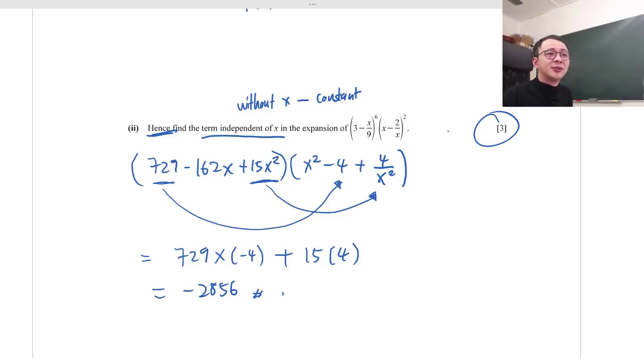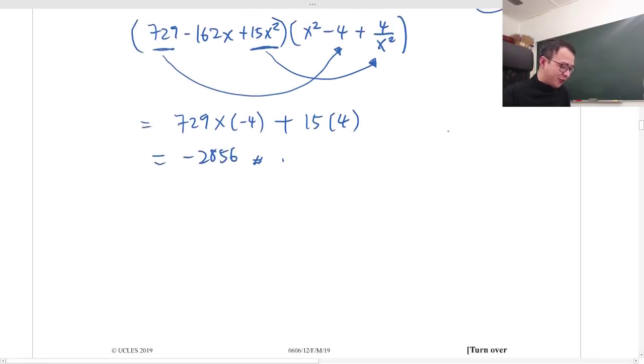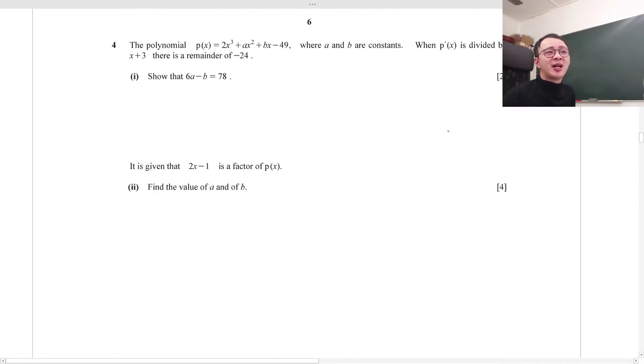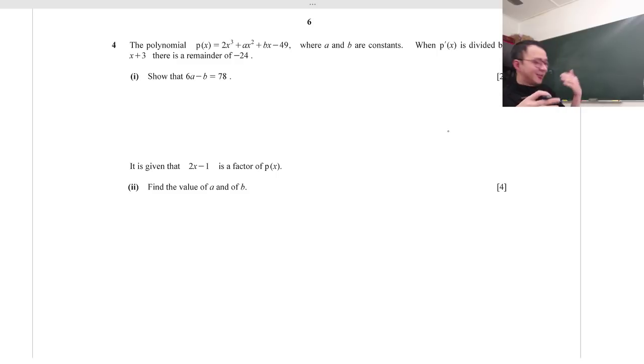Alright, so okay, let's move on to the second question. Some students ask about relative velocity, some students ask about the tangent graph. When we see the question, maybe we can explain. I just do not want to disturb my own flow. Right, so this is remainder theorem and factor theorem.